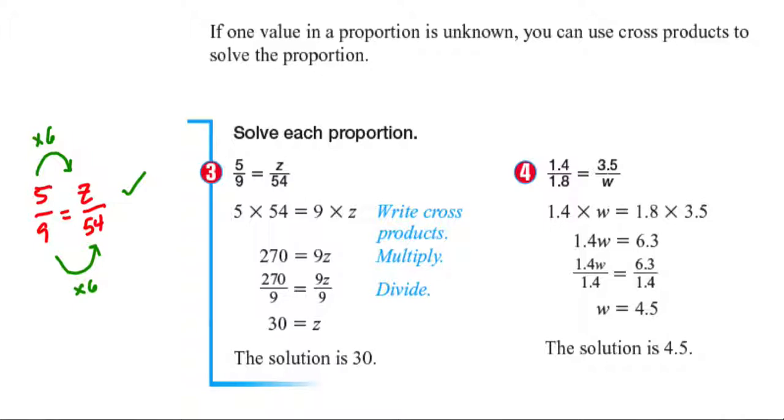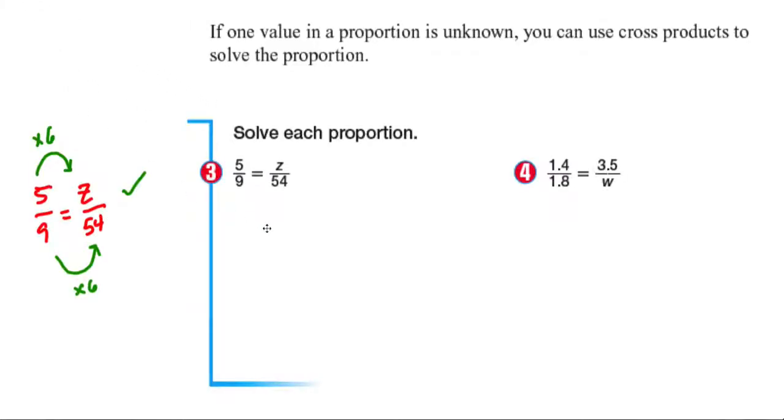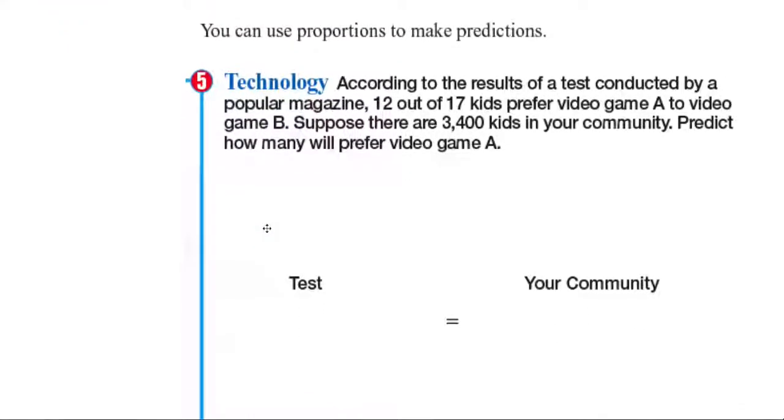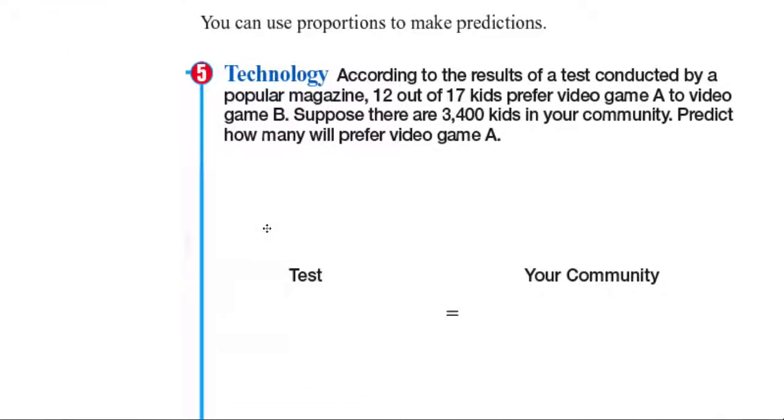Before we start the last example, which is, I think, right here, you can use proportions to make predictions. Before we do that, the secret word for this particular lesson is UCLA. The secret word is UCLA.